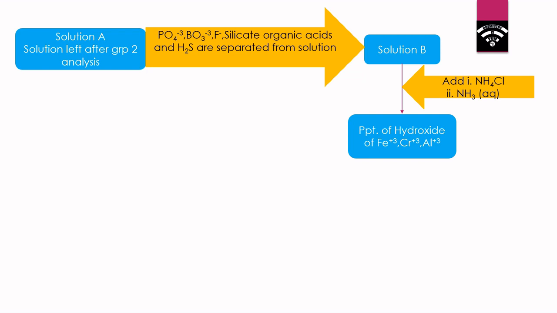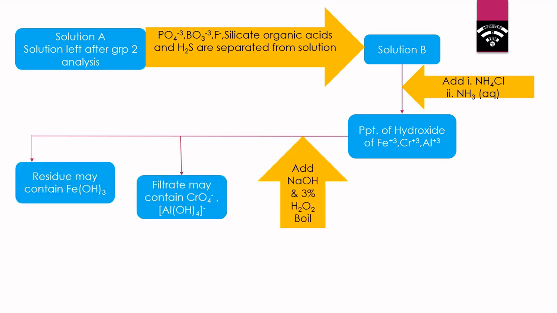Then at first NH4Cl, or ammonium chloride, is added to the solution, and then aqueous ammonia is added to it. We will find precipitation of the hydroxides of the group 3A cations, Fe plus 3, chromium plus 3 and aluminum plus 3. As you can remember, we used HNO3 to free the solution from hydrogen sulfide, and it oxidizes all the Fe plus 2 present in the solution to Fe plus 3. So here we only find the precipitation of ferric hydroxide. Then we centrifuge it to separate the precipitate, and sodium hydroxide and 3% hydrogen peroxide are added to that and boiled.